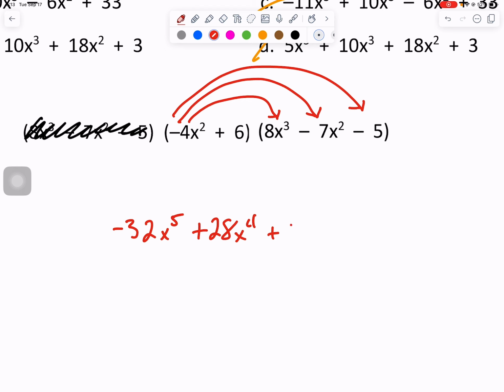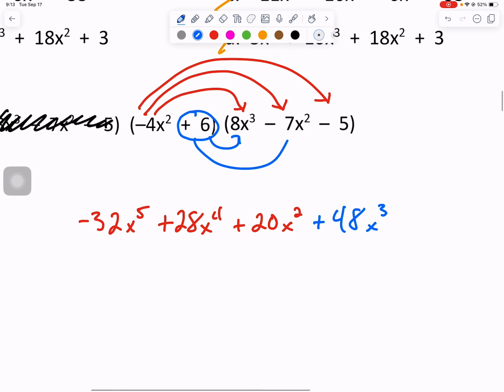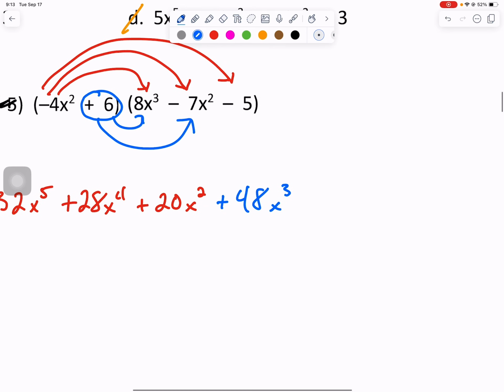-4x squared times -5. Wonderful. Plus 20x squared. Then we just have to take our second term here of this +6 and do the exact same thing. Times 8x cubed plus 48x cubed, or to the 3rd power. 6 times -7x squared. Wonderful. The negative Jackie Robinson. Don't forget your x squared. And 6 times -5, negative Steph Curry. Let's call it a 30.